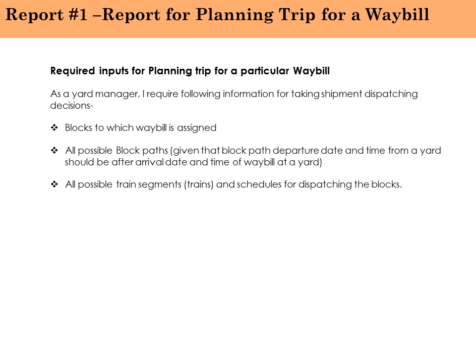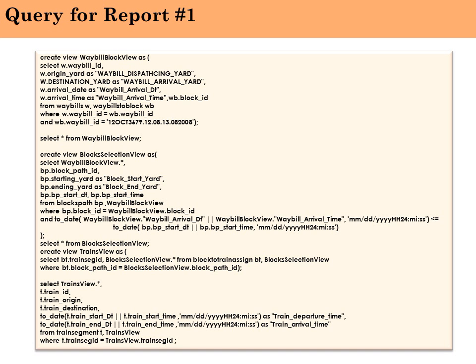Our first report generates all the data which is required for planning a trip for a particular Weibel. Now these are the inputs that a yard manager requires in the report for taking shipment dispatching decisions. First one is blocks to which Weibel is assigned, another one is all possible block paths that a block can take, and the third one is all possible train segments and schedules for dispatching the blocks. This is the query for generating this report. So we have created several views and fired a select query command to generate the reports, fetching all the required data.